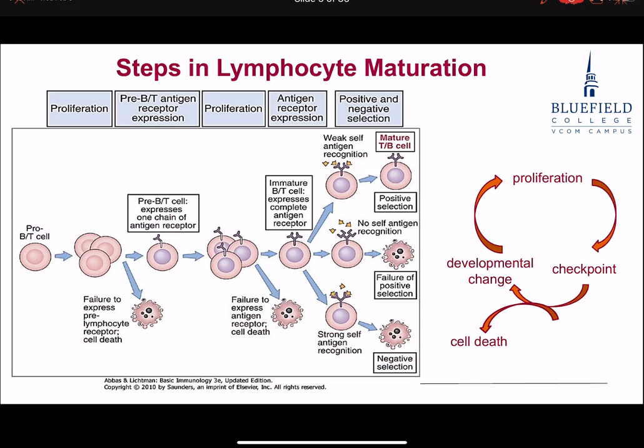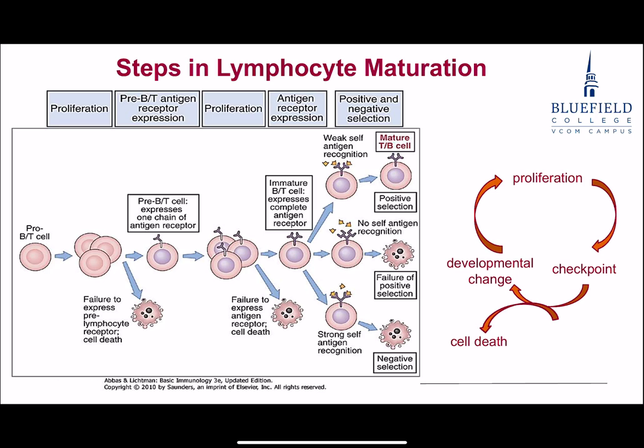All right, and we talked about this before. We've got those repeated cycles. There's proliferation. There's a checkpoint. If it passes the checkpoint, it then goes into the next developmental change. If it fails the checkpoint, here's the path in the road. Passing the test, failing the test. If it fails the test, it's going to die by process of apoptosis, process of neglect. Again, those processes of self-destruction, cell suicide.